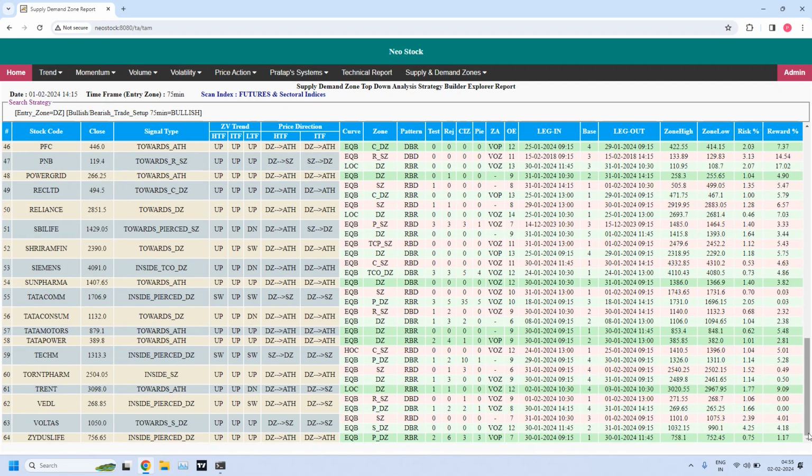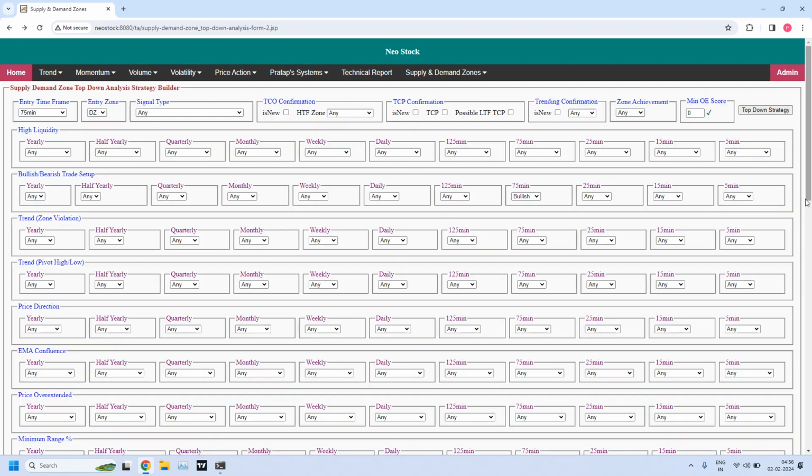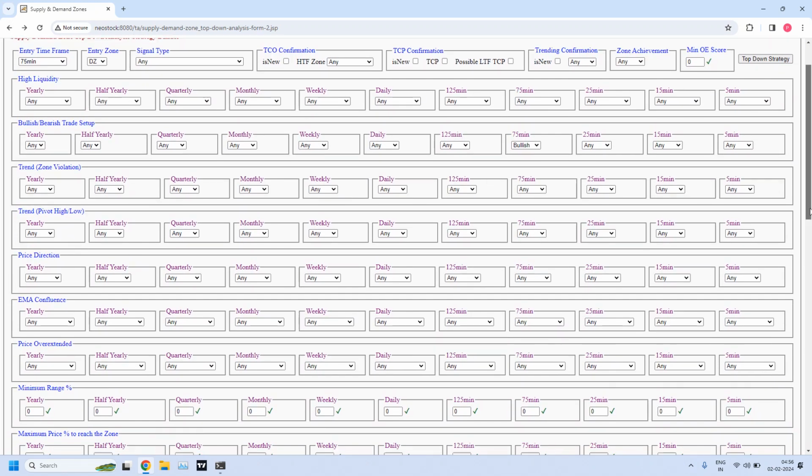So 64 stocks are filtered for weekly income trade, bullish trade setup. So it is a very big list. So what is our first criteria? We want fresh zones. So let's go back. Because we want fresh zones, test count should be 0.